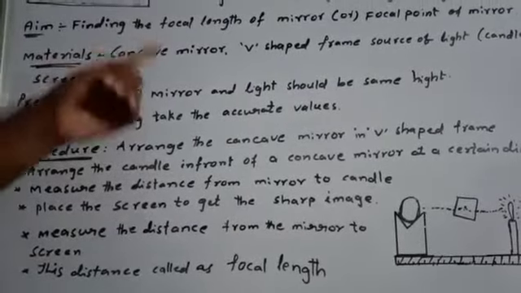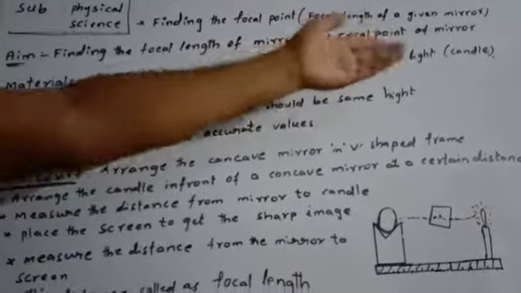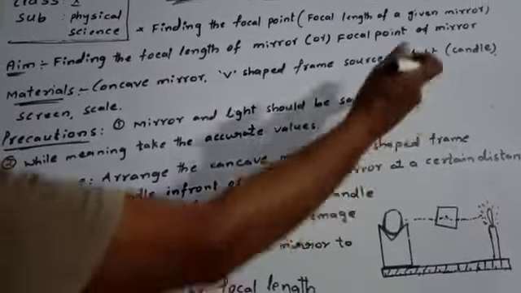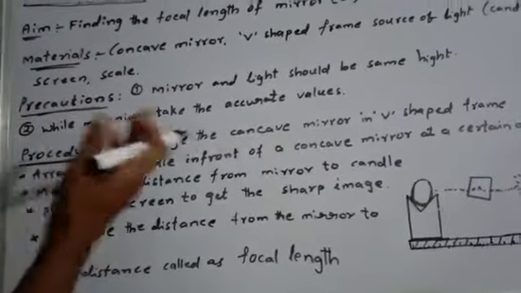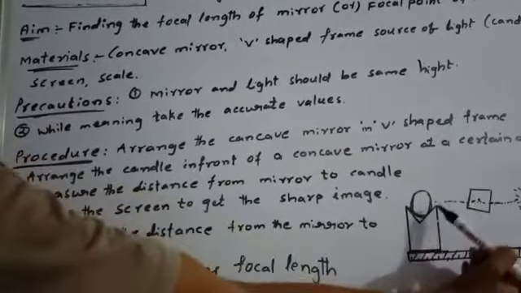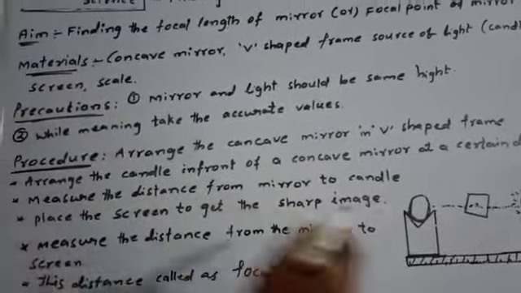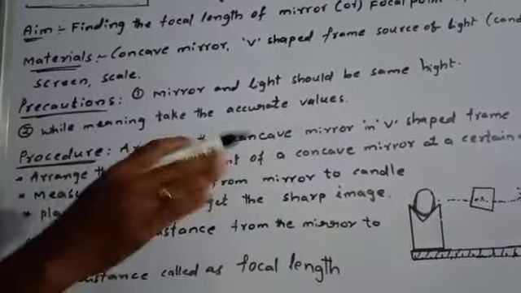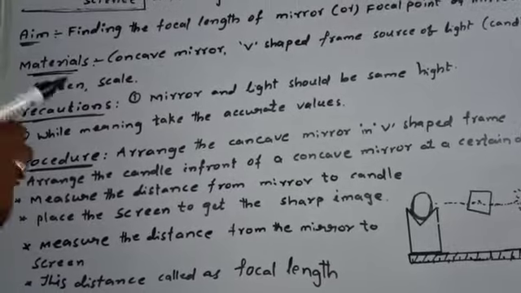So, clear? The aim is the focal length of the mirror or focal point of the mirror. Materials: concave mirror, V-shaped frame, source of light, candle, screen and scale. Precautions: mirror and light should be at the same height, and take accurate values. When they are at the same height, we can take exact values, not any less or more.